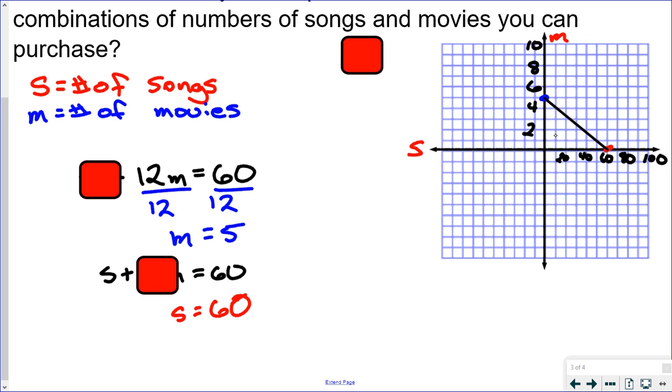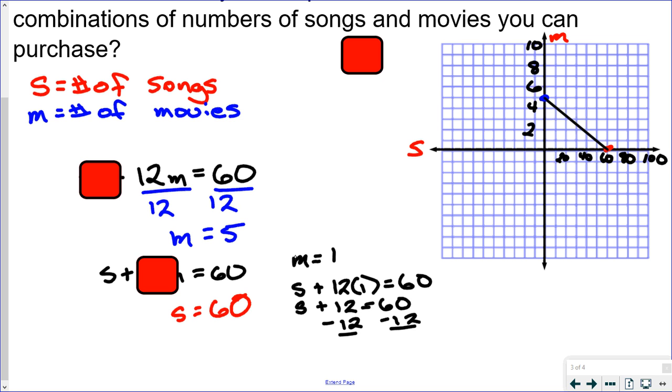So what's the other way that you can do it? The other way is just to plug in. If you put 1 in for the number of movies, how many songs could you buy? What do I mean? Let's say M is 1, so then I'd have S plus 12 times 1 equals 60. So S plus 12 equals 60. Subtract 12.